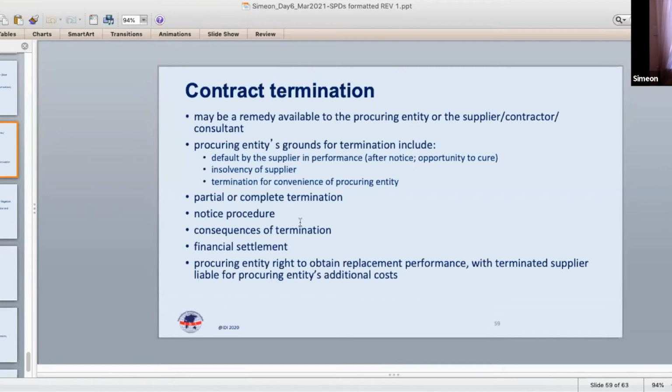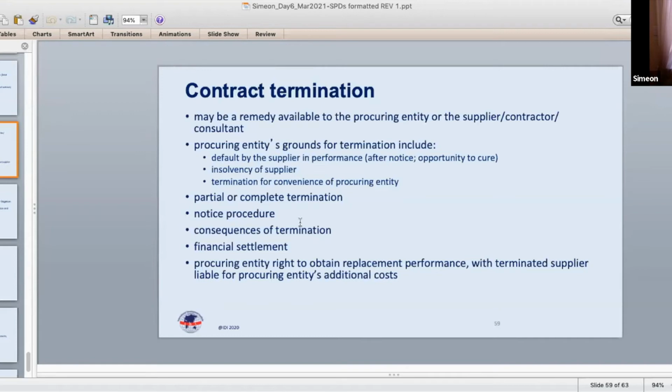Of course, any such financial settlement, any such payment to the defaulting contractor, would be subject to deductions for amounts that may be due to the procuring entity by the defaulting contractor, and that financial settlement will figure out who ends up owing whom at the conclusion of these settlement procedures.